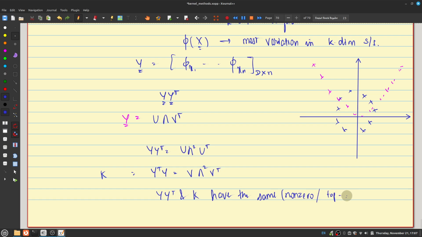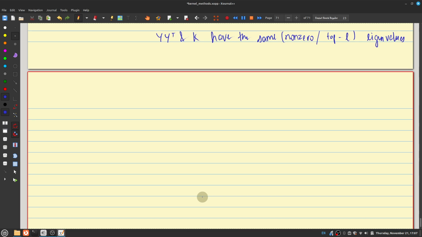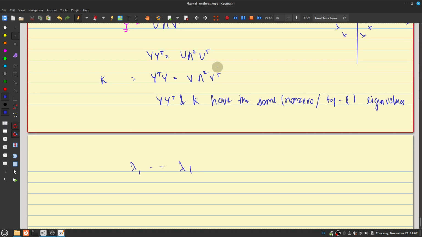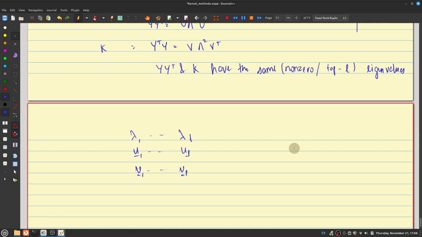Or the top, let's say, L eigenvalues. Let's say that the top L eigenvalues are lambda 1 through lambda L. The corresponding U_i's, the vectors that we're really interested in finding, are U1 through UL, which we don't know how to find yet, but we can compute V1 through VL, the corresponding eigenvectors of Y transpose Y. Because Y transpose Y is just K, I just do an eigen decomposition of K.